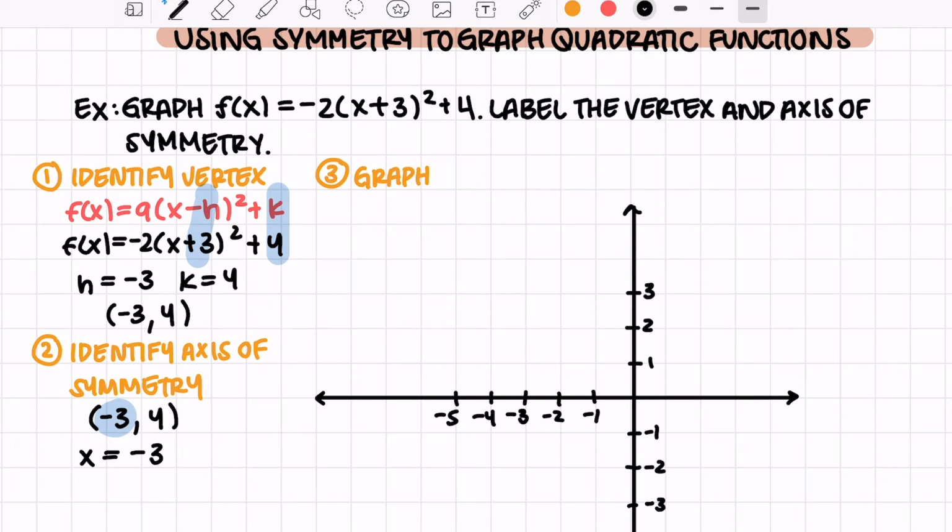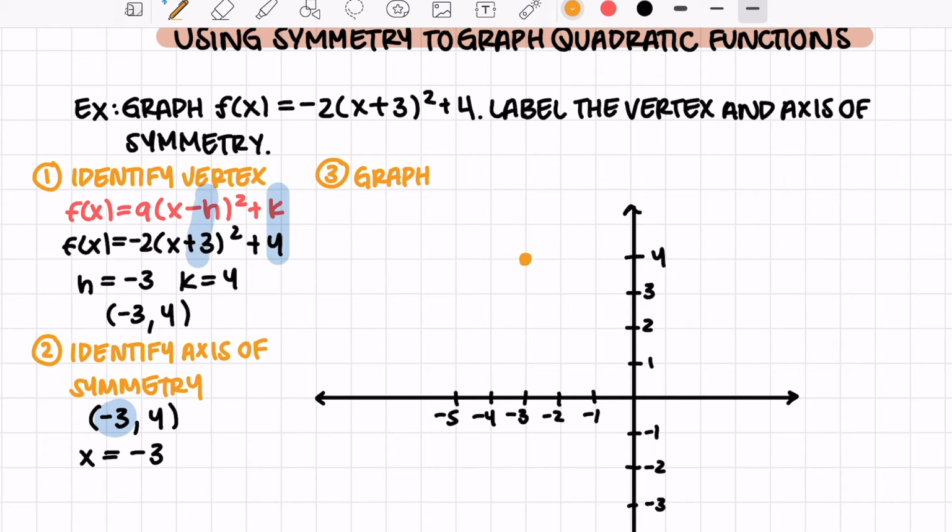So let's start off by graphing out our vertex. Our vertex is negative 3, 4, so I'm going to move to the left 3 points, and move up 4 points. And from here, I can start finding out what my points are.